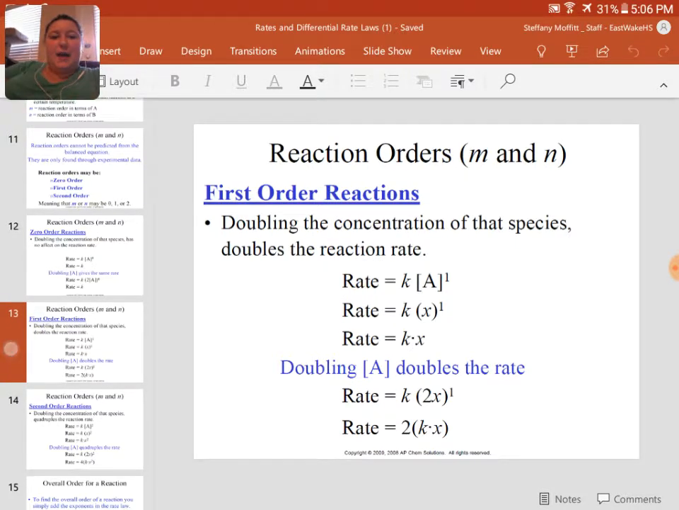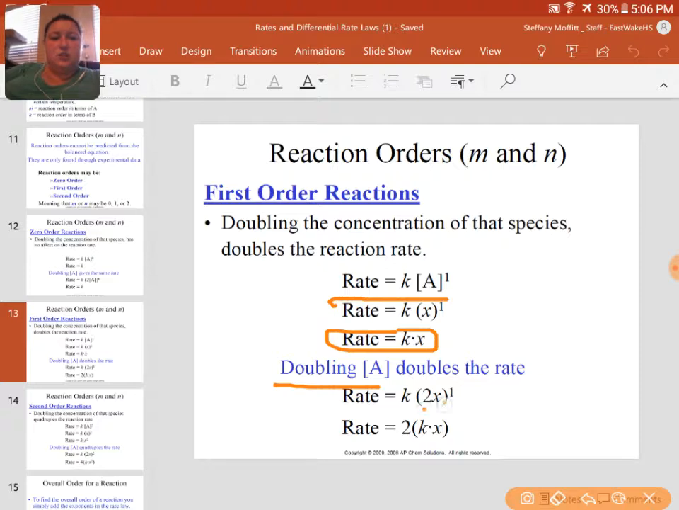For first order reactions, doubling the concentration doubles the rate. So the rate is equal to K times the concentration of A to the 1 power, which is just the rate equals K times the concentration of A, or they're saying X here. If we double that concentration, 2 times the concentration of A, it's still to the 1 power, so your rate is actually 2 times that value.